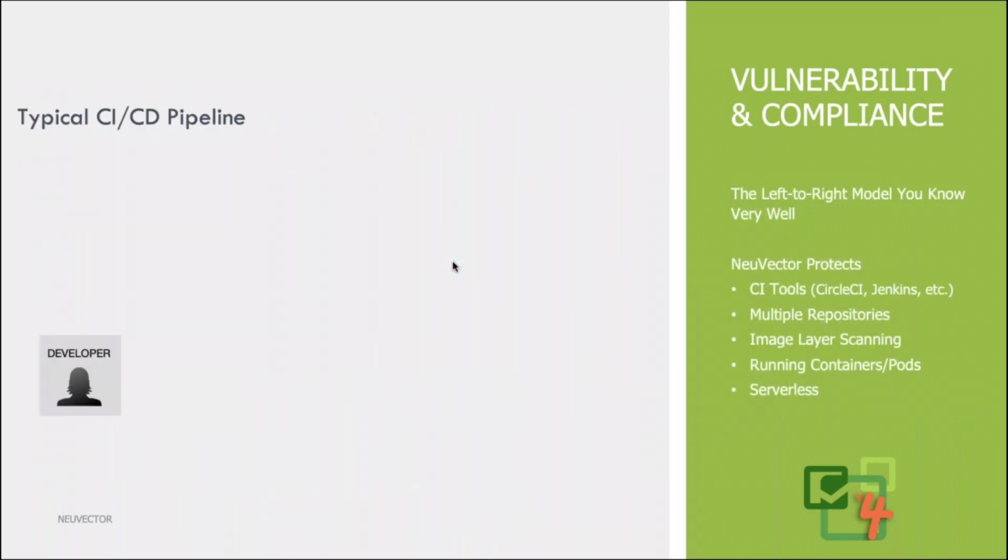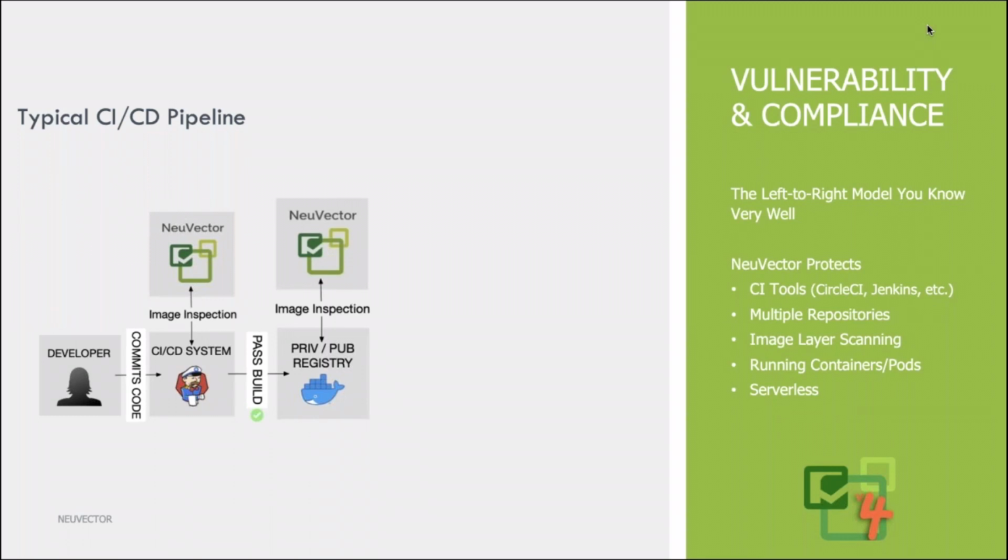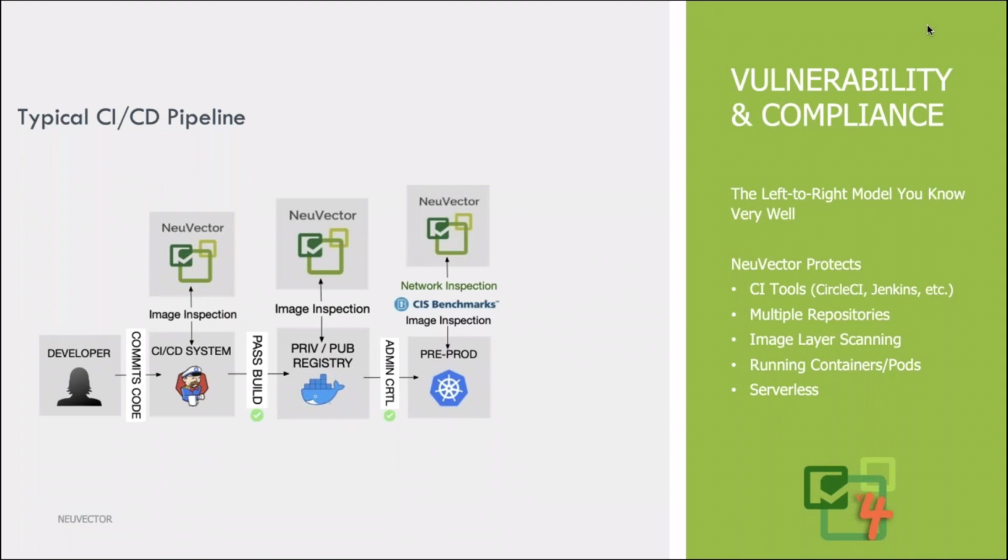So let's take a look at your typical CI/CD pipeline where NeuVector comes inside of your environment. A developer deploys some code. It's going to be part of any sort of CI/CD tool, whether that's CircleCI or Jenkins or other CI/CD tools. Yes, we're able to scan those images for vulnerabilities. Of course, when images get put up to some registry, NeuVector is able to scan multiple and custom repositories, whether they're public or they're private repos inside of your organization.